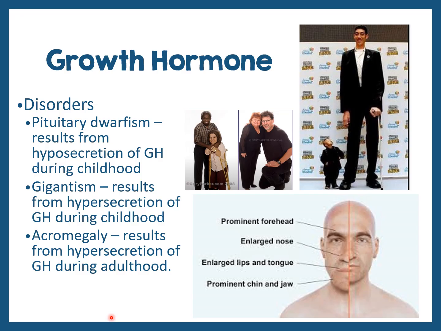Acromegaly is going to result after the growth plates of the bones have closed. So the bones can no longer grow, but the pituitary gland is going to be secreting too much growth hormone. So we're going to still see growth of those tissues like the cartilage and the muscles. So we'll see an enlarged nose and a prominent forehead and enlarged lips and tongue. But the bones are already done growing because the growth plates are closed. So the bone won't be able to grow with the rest of the tissues.